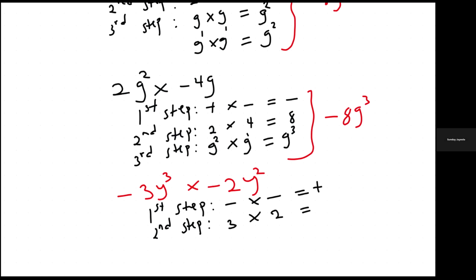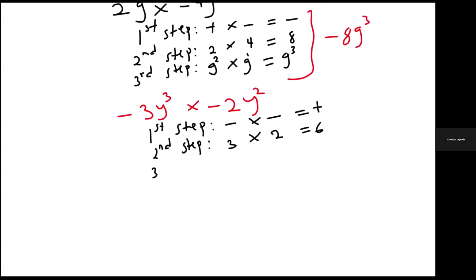And the third one is the variable. The variable here is y raised to power 3 multiplied by y raised to power 2. Like I told us, you only add the powers together. The 2 and the 3, they are powers. What you just need to do is to add them. Add this power with this power. So it becomes y raised to power 3 plus 2, which is equal to y raised to power 5.